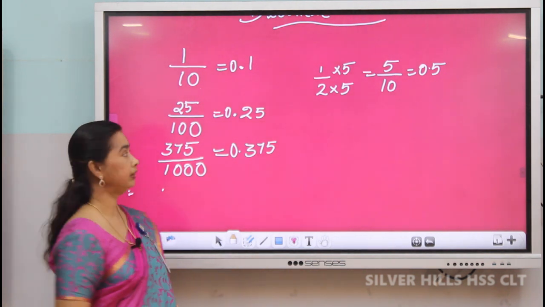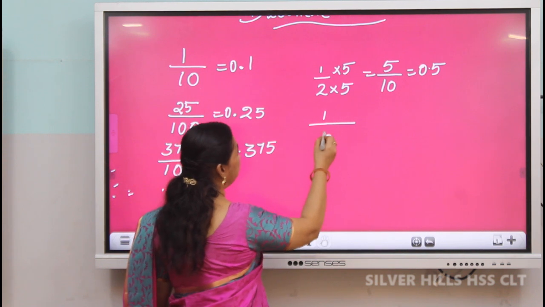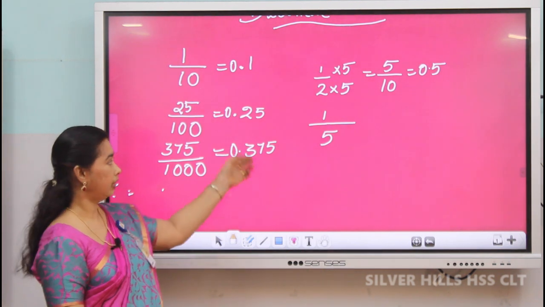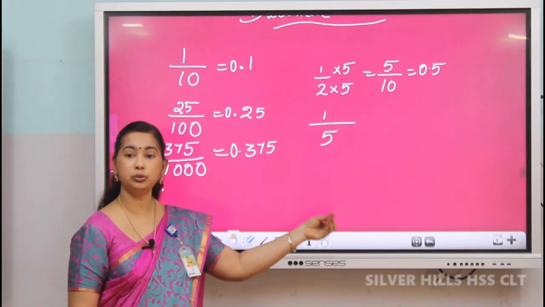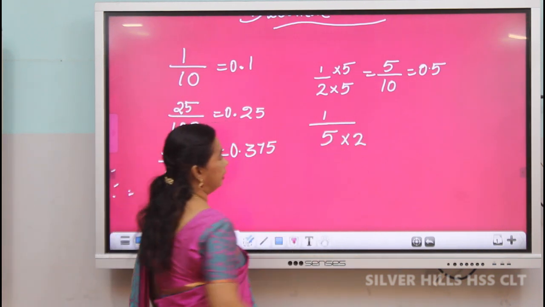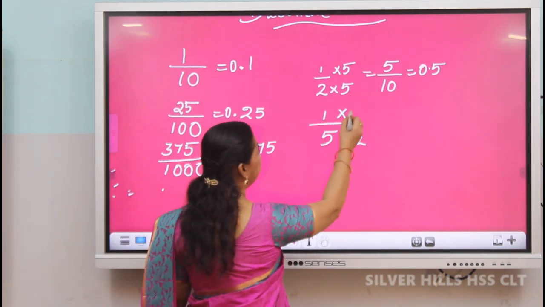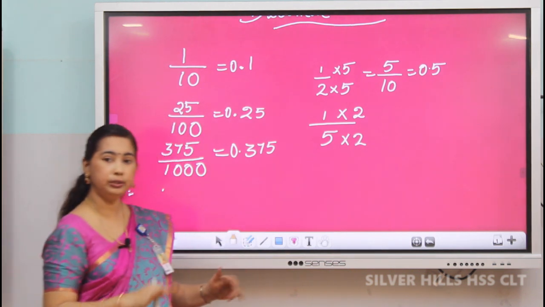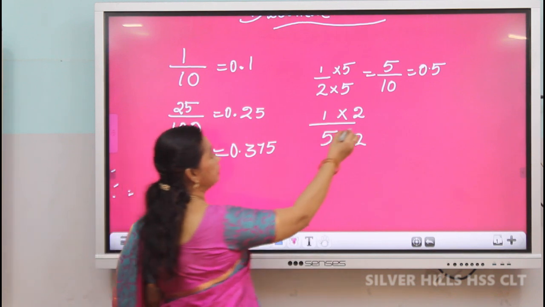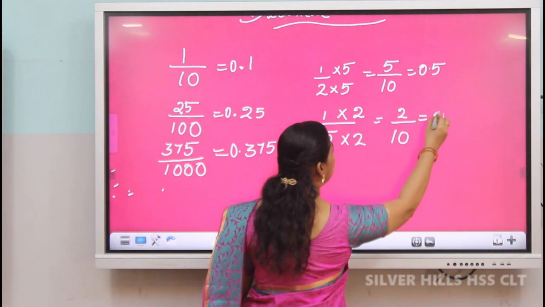Same way, some other fraction if I am taking, let it be 1 by 5. I can convert 5 into 10, that is, if I am supplying a 2 in the denominator, the same thing I have to supply in the numerator also. That is, I have to multiply by 2 also. Whatever we are doing in the denominator, same thing we have to do in the numerator also. So, it becomes 2 divided by 10, which all of you know is 0.2.